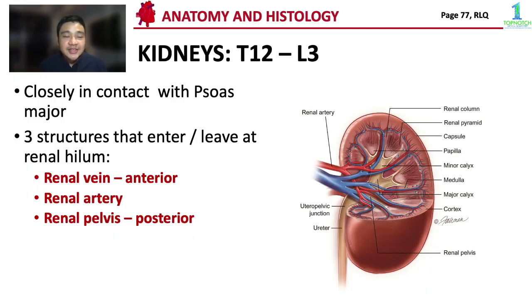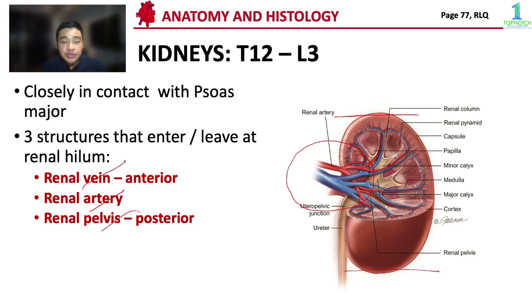The kidneys are said to be paired organs located at the retroperitoneum, with the most superior portion noted to be at the level of T12 and the most inferior part at the level of L3. Now, we have structures that we call the renal hilum, and there are 3 structures that enter and leave the renal hilum, namely your renal vein, your renal artery, and your renal pelvis.